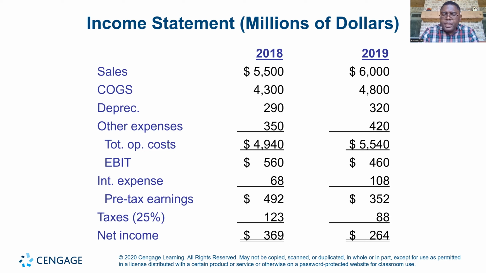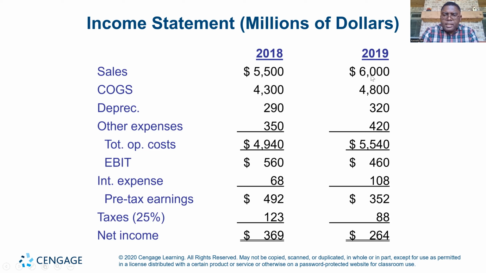So the income statement reflects performance during the period. So we can see performance for this company for the year 2018 and the year 2019. And we can do some analysis just looking at this statement. For example, we can ask ourselves what happened to sales and net income, especially as the company moved from 2018 to 2019.